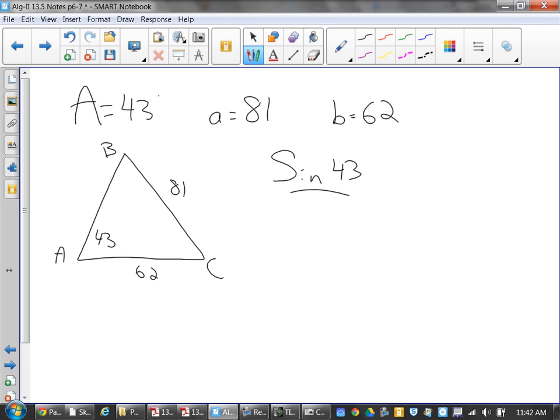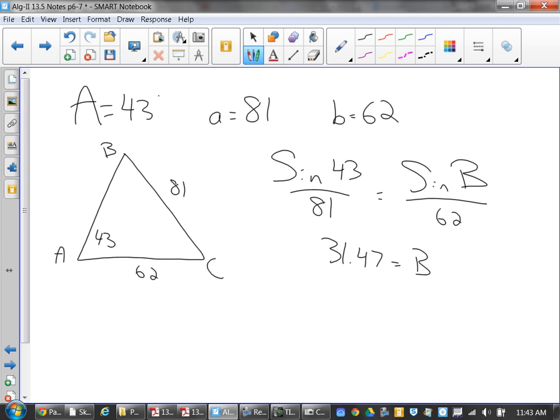Sine of 43 is to 81. And obviously, they're forcing me to find what side or angle first here. Work through it. Let's see. We get 62 sine 43 over 81. So my first possible angle for B is 31.47. It's the only possible one.